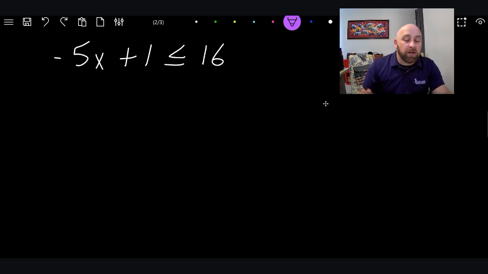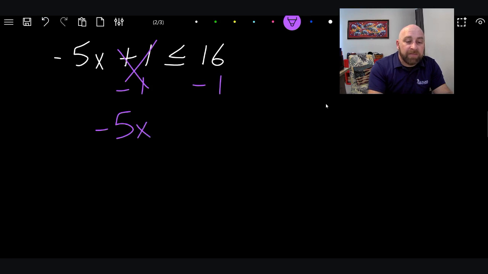But you always want to start off just like you would in a regular equation. So again, pretend like that's an equal sign for right now, and we're just going to start solving it. What would we do first? You would take the 1 to the other side by subtracting 1 from both sides. That's going to cancel that out, and we're going to get negative 5x is less than or equal to 16 minus 1, which is 15.